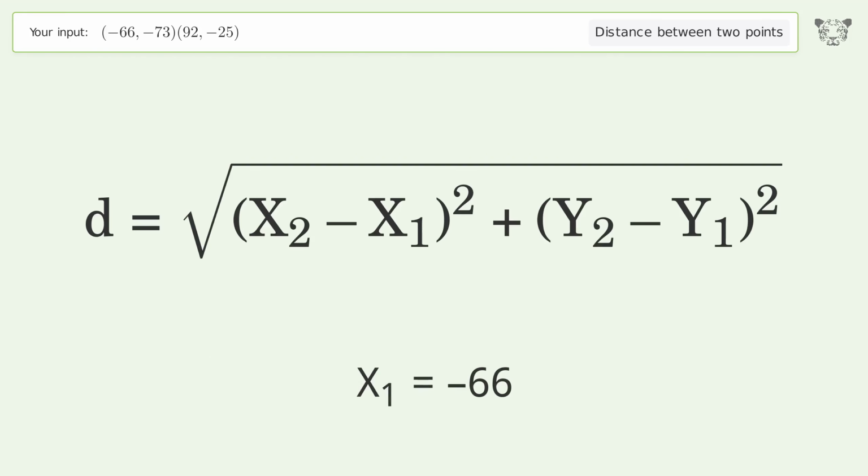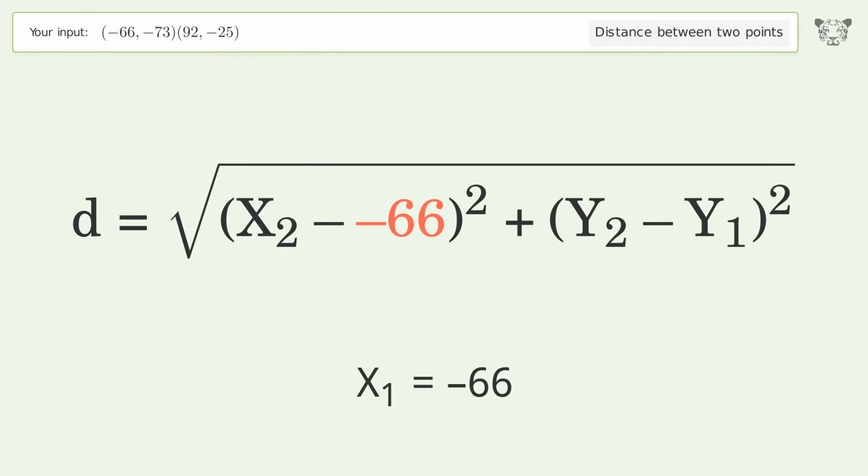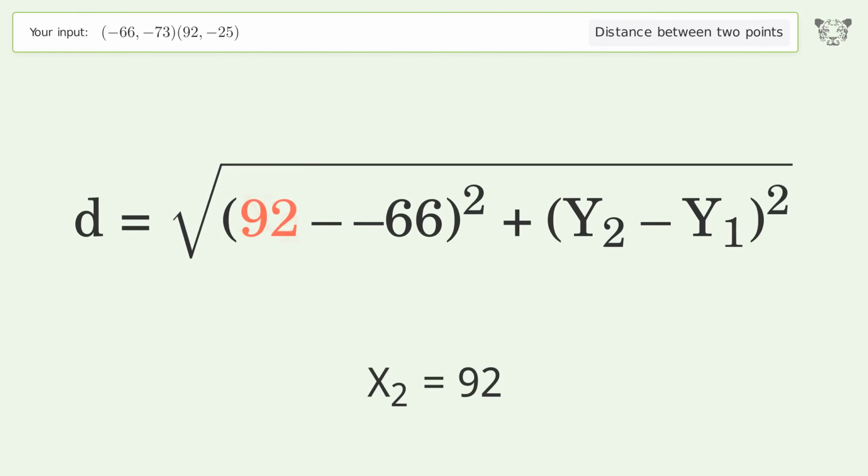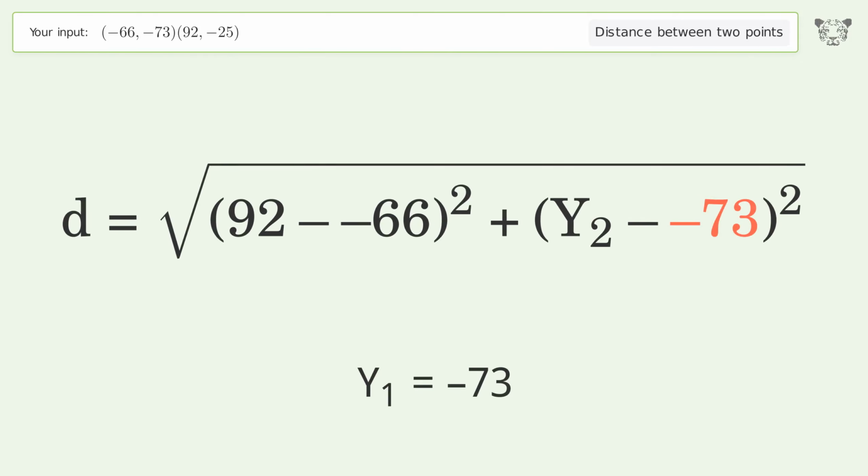x1 equals -66. x2 equals 92. y1 equals -73. y2 equals -25.